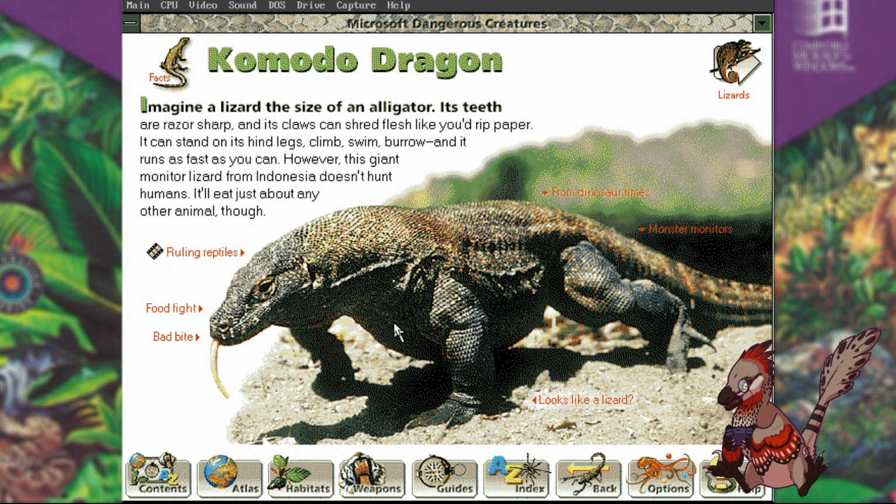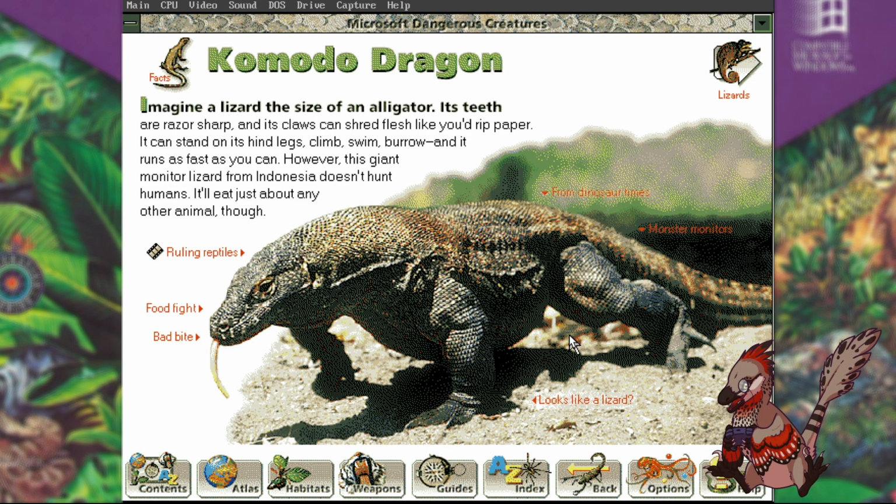Imagine a lizard the size of an alligator. Its teeth are razor sharp, and its claws can shred flesh like you'd rip paper. It can stand on its hind legs, climb, swim, burrow, and it runs as fast as you can. However, this giant monitor lizard from Indonesia doesn't hunt humans. It'll eat just about any other animal, though.